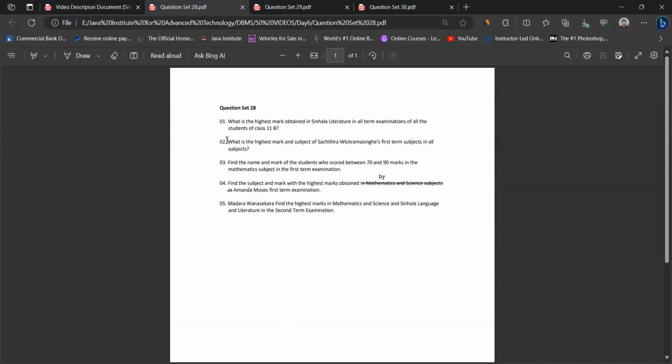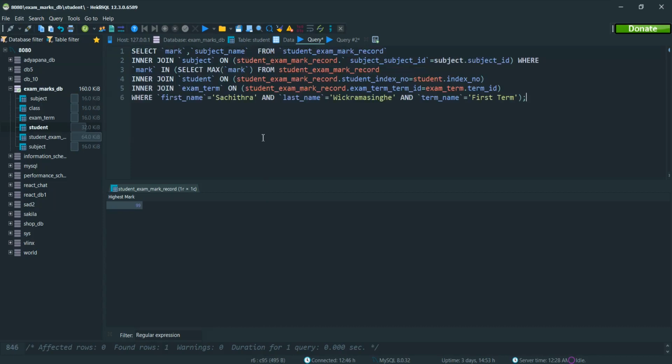The second question: what is the highest mark and the subject of Sajitra Wickramasinghe's first term examination in all subjects? Here we have to display the highest mark as well as the name of the subject. As you can see, we have used three inner joins along with one subquery.